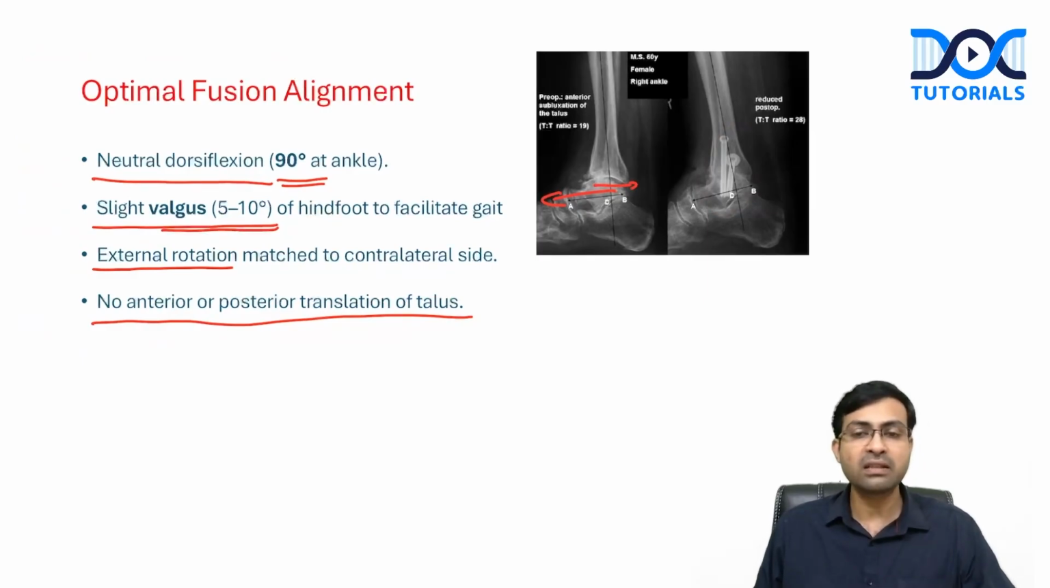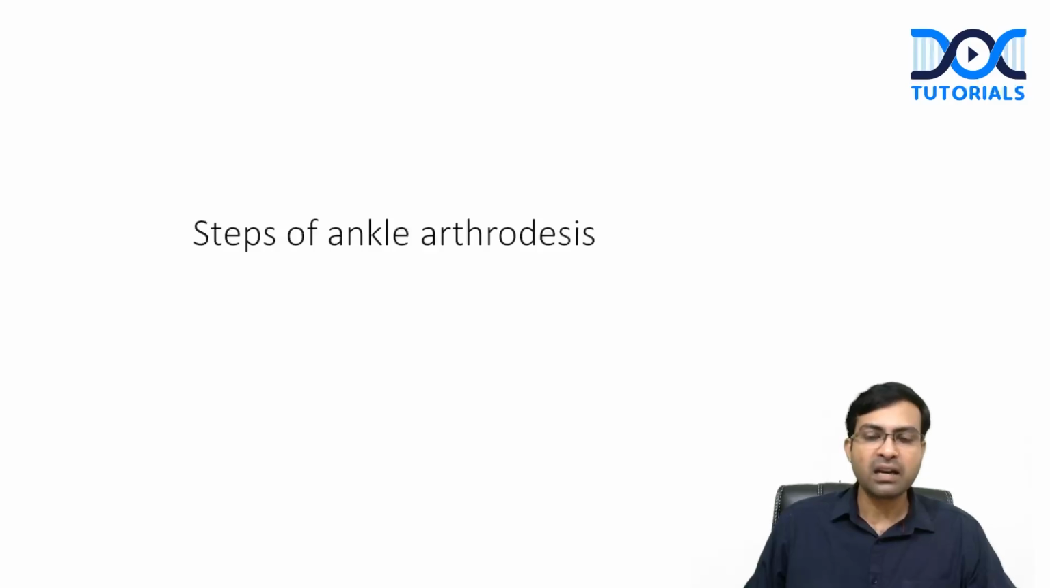Arthrodesis is not something that we do by putting screws in situ. You have to properly debride the cartilage. You have to align the bones perfectly. Then only go in for arthrodesis. Okay, very, very important. Now, what are the steps of ankle arthrodesis?